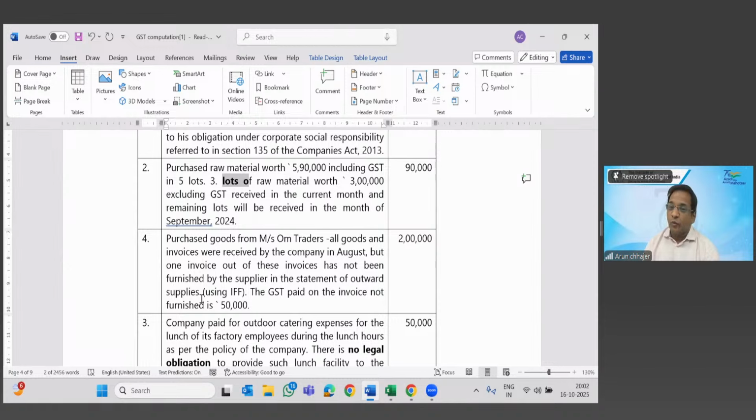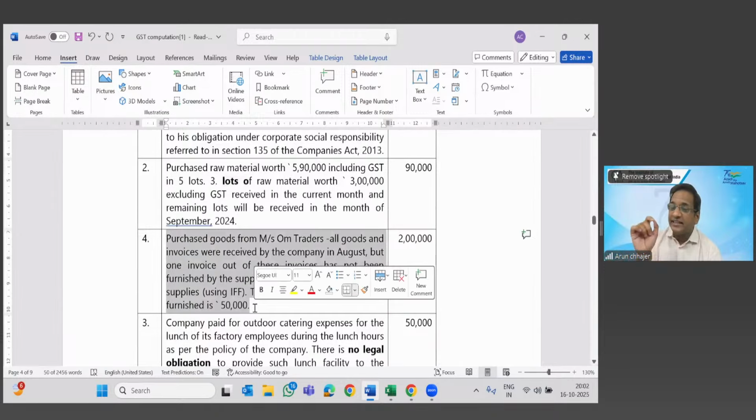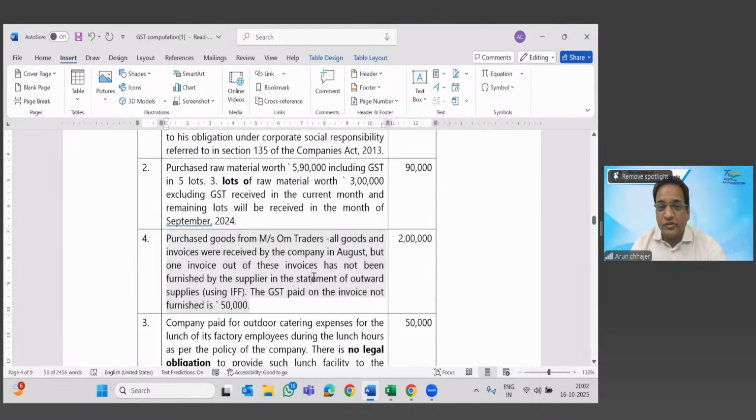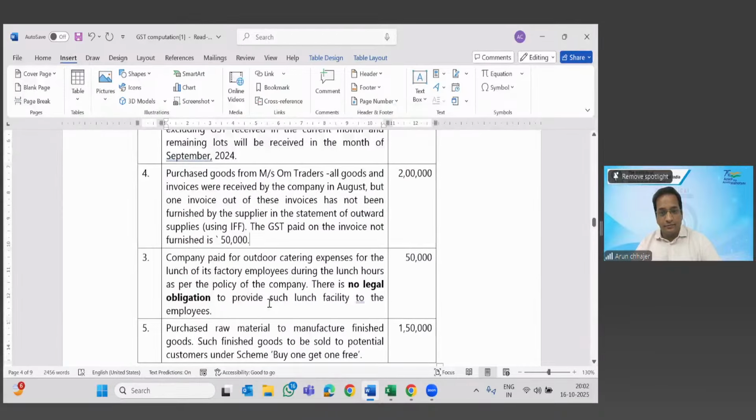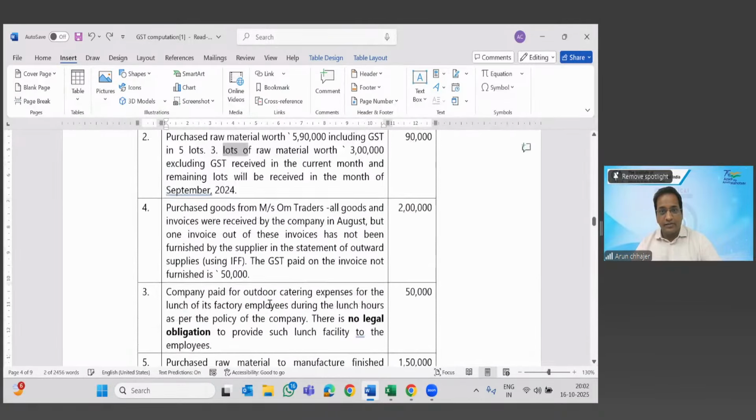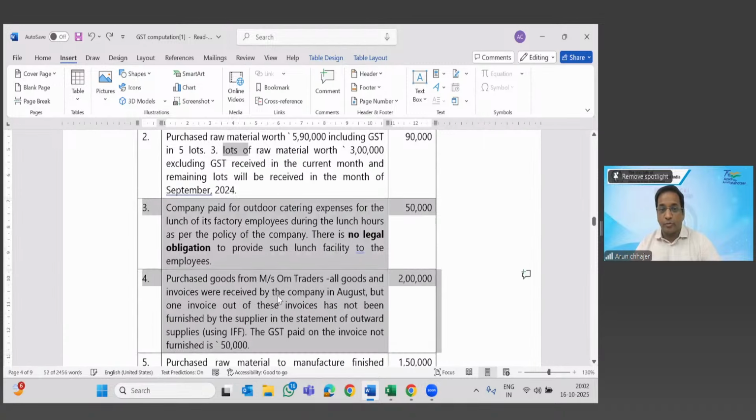Whereas if we are talking about this, they are not saying that it is lots. Goods are coming regularly, it can be different invoices. So then I can say to the extent of 50,000. Sorry, I have probably misunderstood.